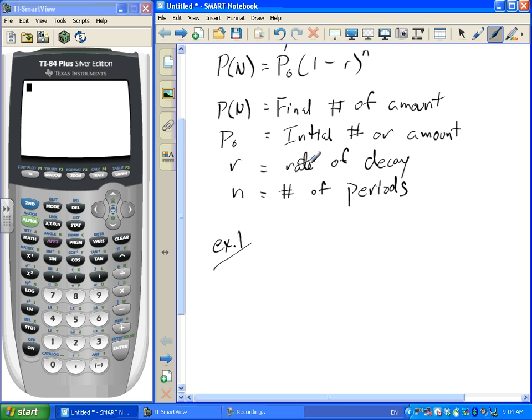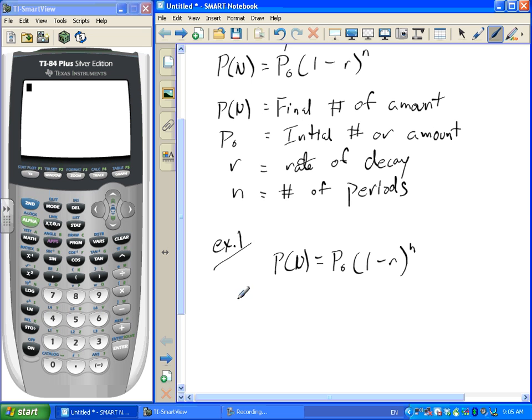So our initial amount of light. Anyone know what our initial amount of light would be? So our P at O. What percentage of light when he's at the top of the surface will he see? 100%. Let's write the formula out again just so we have something to compare to. P at N is equal to PO, 1 subtract rate of decay, number of periods.